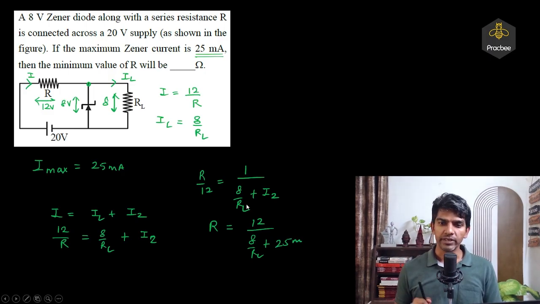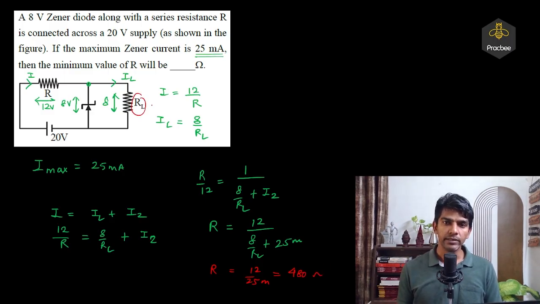And if I go through the answer key, R is given as 12 over 25 milli, which comes out to be 480 ohms. So basically they have assumed this RL is quite large, it is tending to infinity. So if RL tends to infinity, then a capital R will become 480, right? So this assumption they have taken in the solution. So I hope the concept is clear.